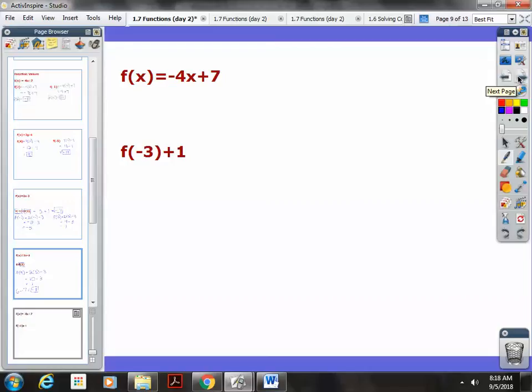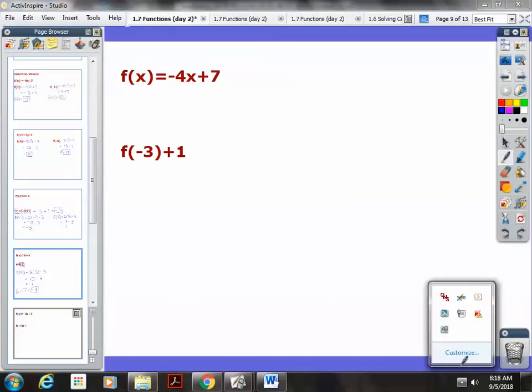So f of x equals negative 4x plus 7. So we have a new function. Go ahead and copy that down. I guess we used it earlier. Negative 4x plus 7. I want you to find f of negative 3 plus 1. Why don't you try this one on your own, and then we'll come back together and see if we agree.